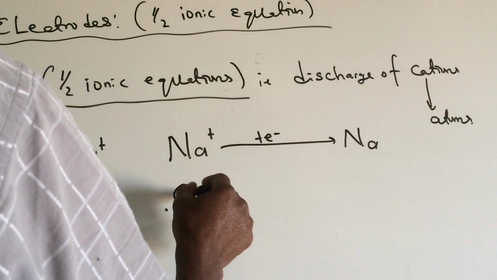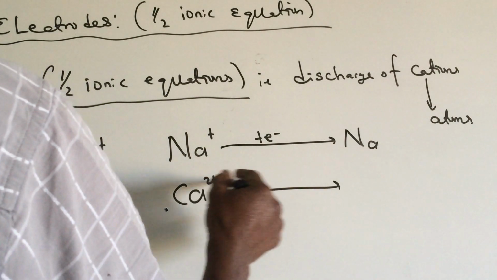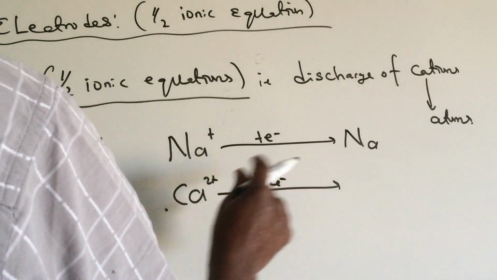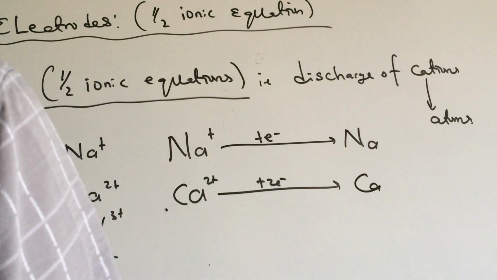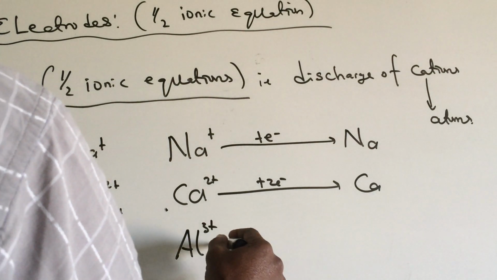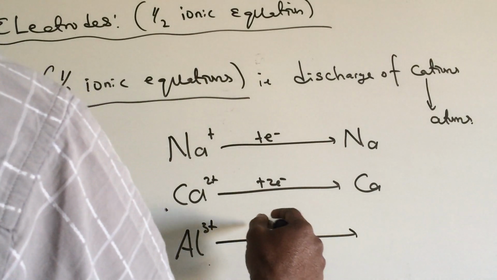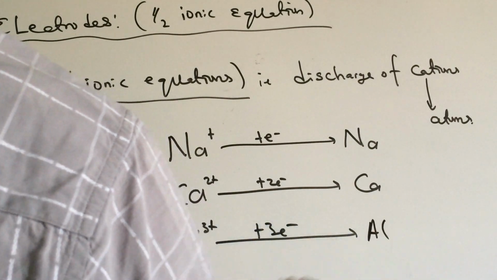And likewise this. The oxidation number of calcium is plus 2. So you accept 2 electrons, and you go with what? This. That's the calcium atom. And likewise aluminium will accept 3 electrons, and you get the aluminium atom.